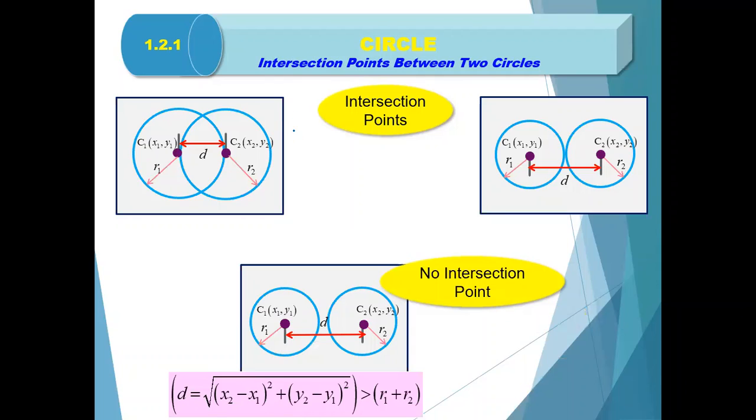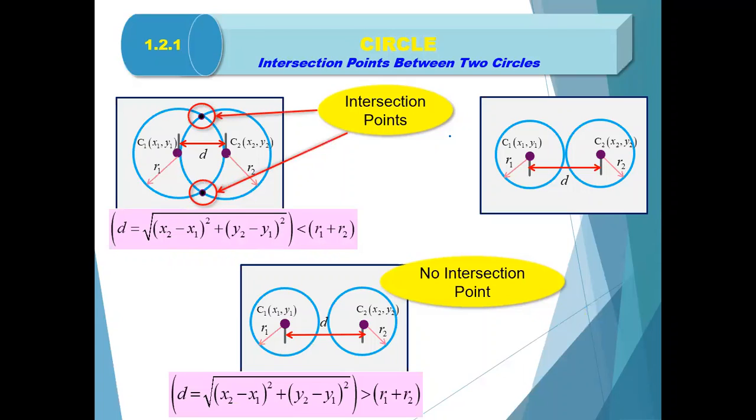But we have a few possibilities, kebarangkalian, for the locations of the two circles. We have two possible locations of the circles. The first one is this way. It doesn't matter if it is up or down, it is the same. We have 2 points of intersection. We have 2 intersection points.